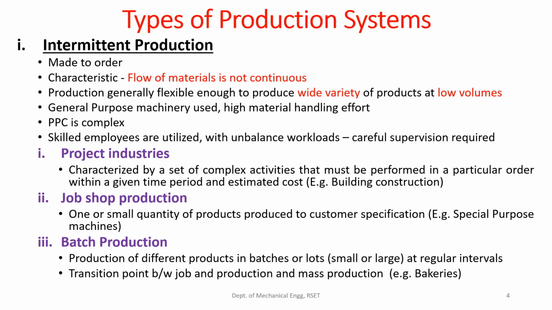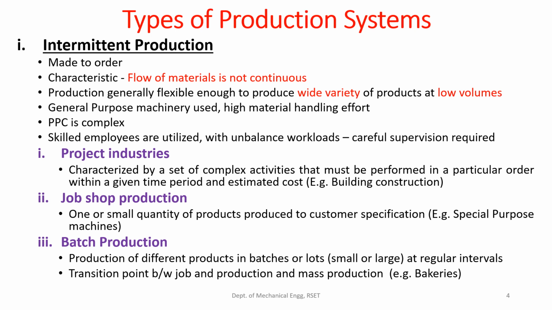In an intermittent production system, as the term intermittent suggests, the production is interrupted at irregular intervals. The production is not continuous; you do not see a smooth flow of materials or products in this kind of production system. The characteristic of the product is that it is generally made to order. You only manufacture a product or a service once you receive an order from the consumer or the customer.